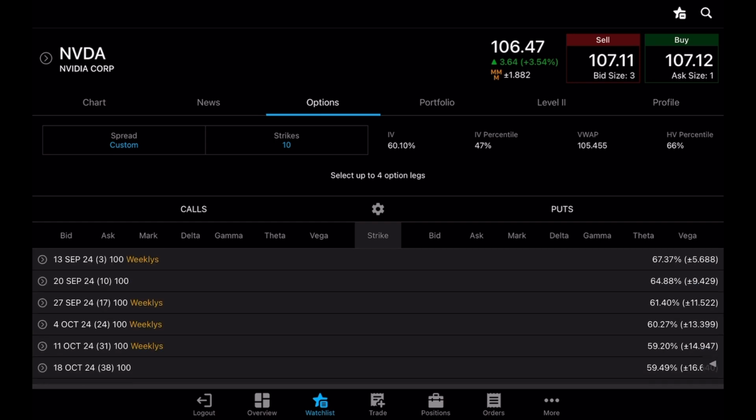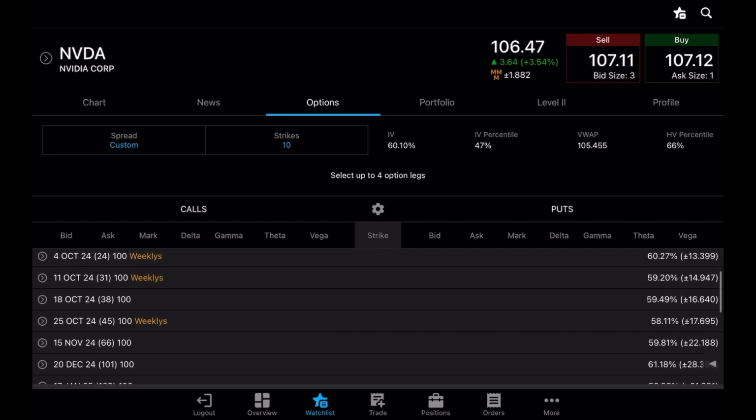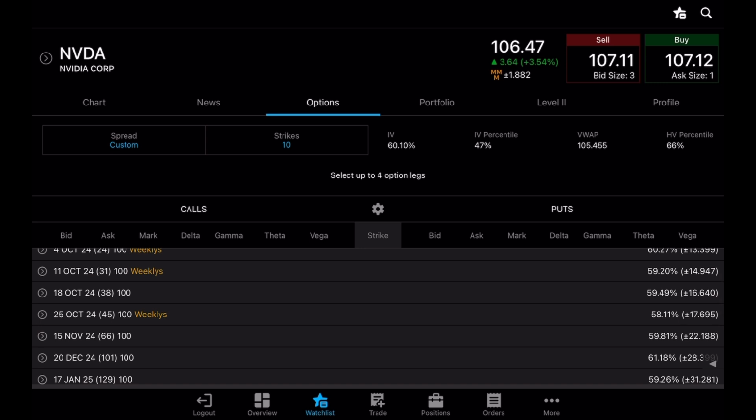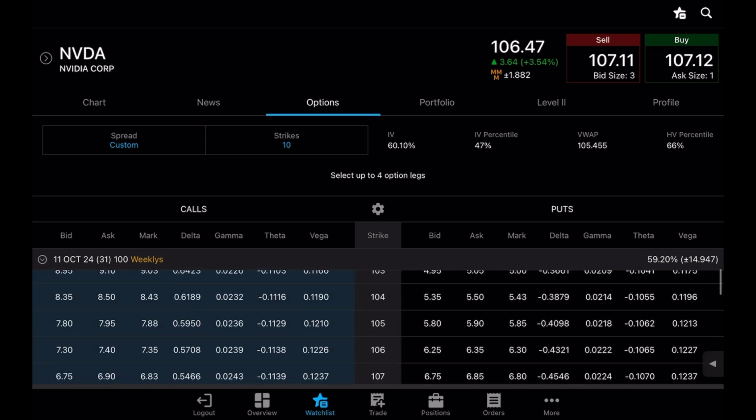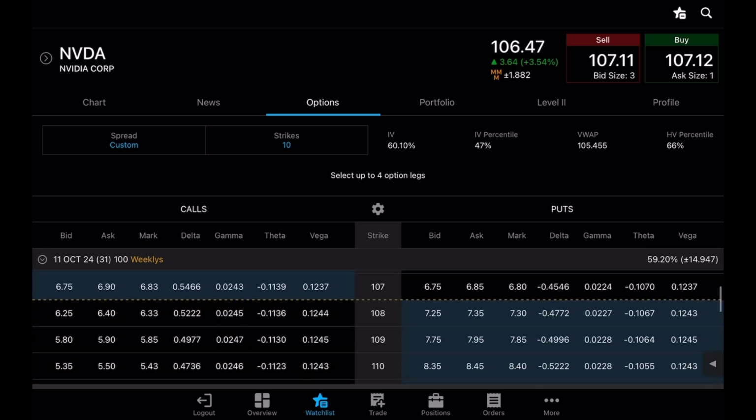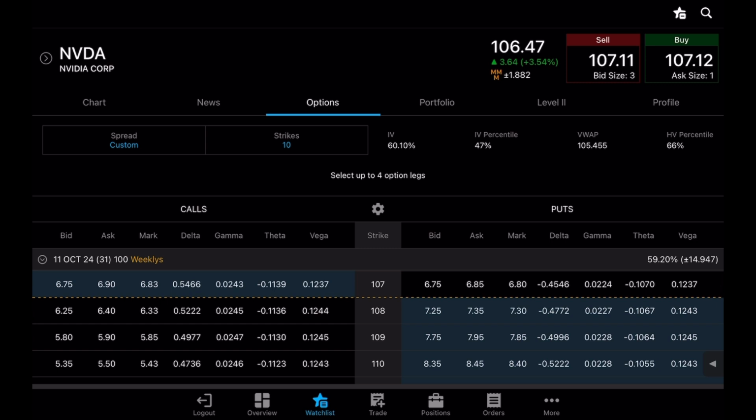We're going to take a look at, let's say, maybe 31 days out. Let's look at October 11th. Okay, so I'm going to scroll down and we see that for the same strike price at 107, the bid price is going for $675 for one contract, and the ask is going for $690 for one contract. So you guys can see the stark difference based upon the time of expiration.